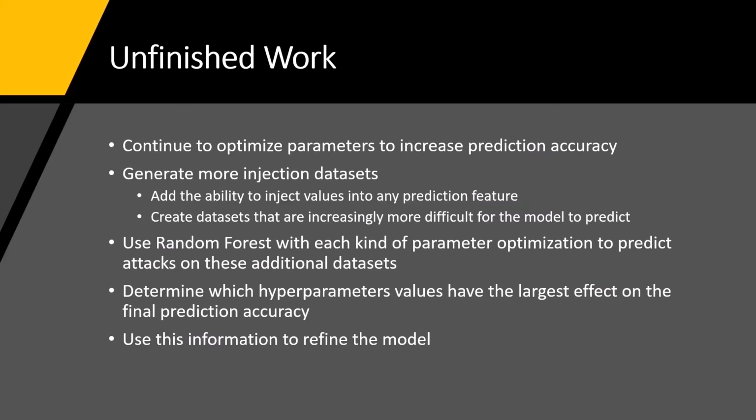When these attacks are injected, they're meant to be injected over a long period of time and not noticed. So we would iterate through the random forest parameters, parameter optimize it, and try and predict attacks on harder data sets. And then while doing that, we would determine which hyperparameter values have the largest effect on final prediction accuracy and optimize and find the best values for those and refine the model.